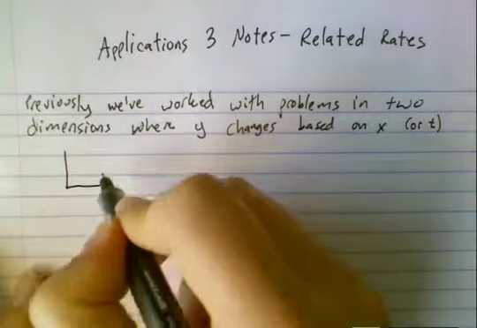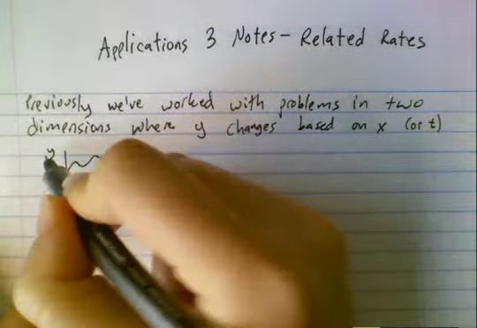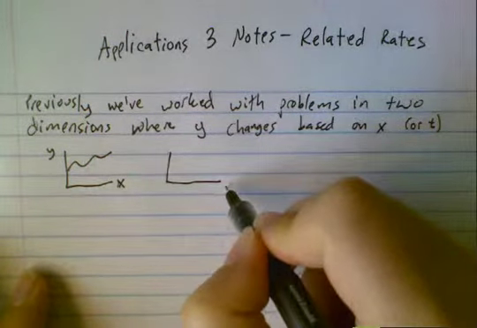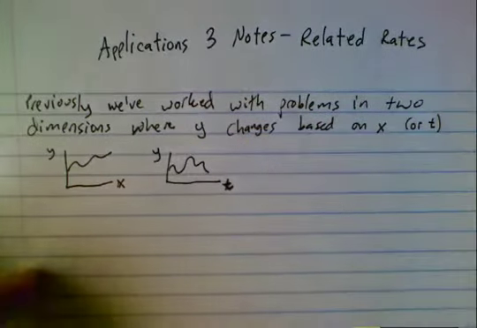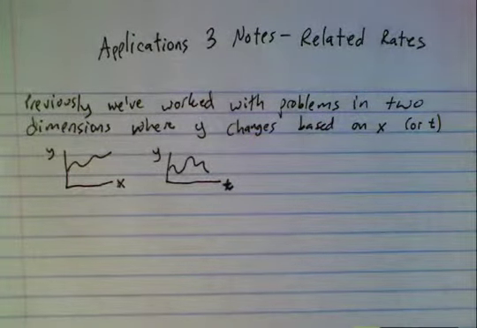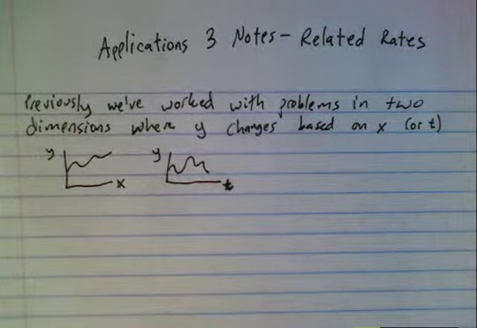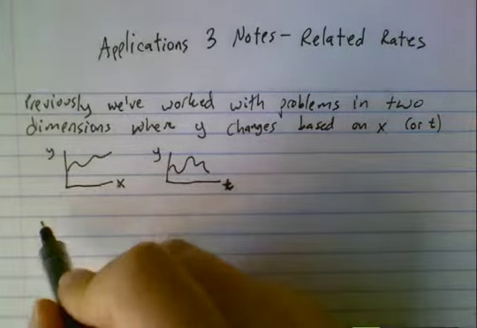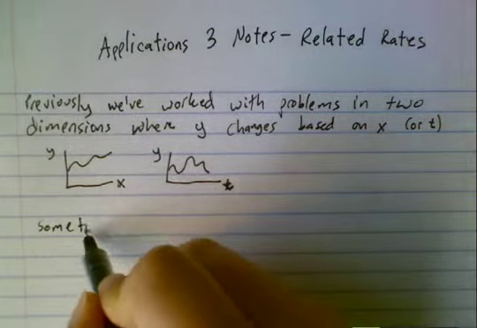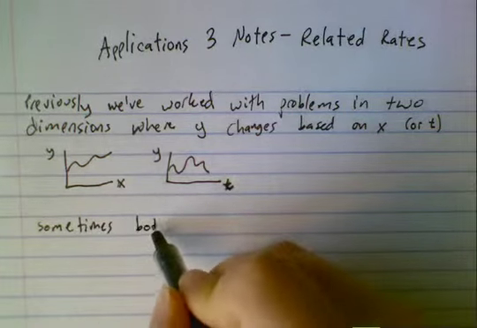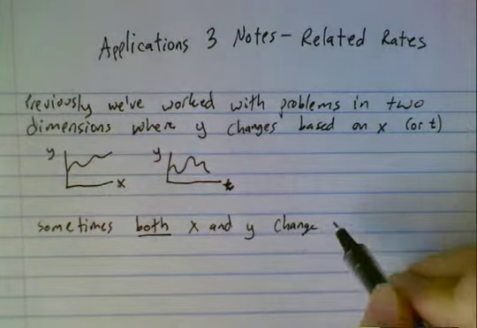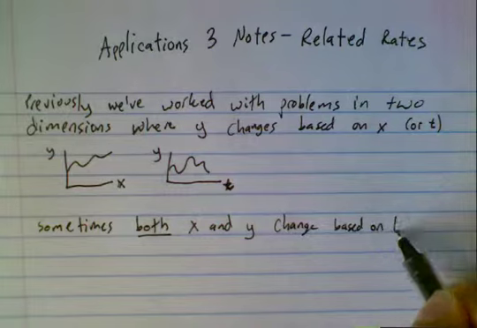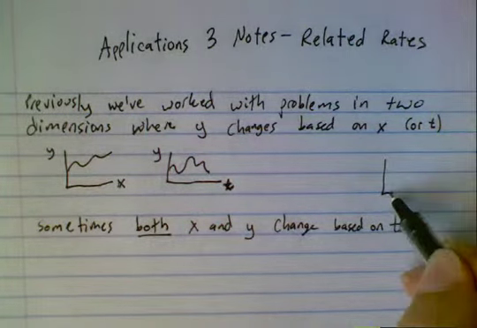So for example, we've had things like this is x, this is y. We've had things like this is t, this is y, whatever. Sometimes, however, both x and y are changing based on a third variable, typically t. So that might look something like this.